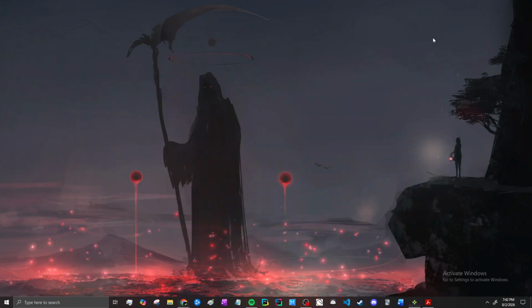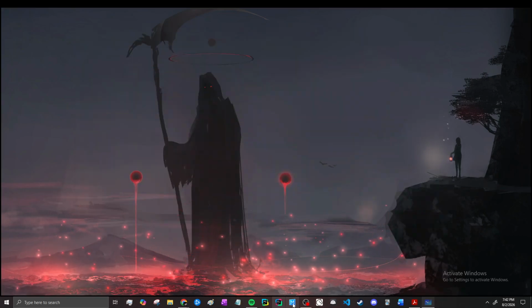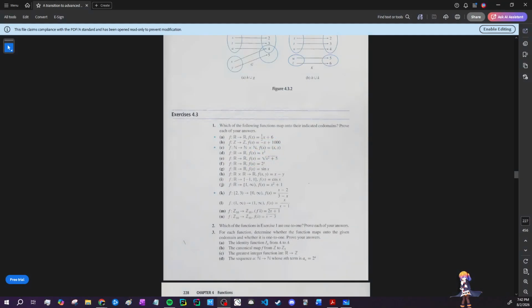I've been just reading for the most part. I haven't really been struggling to do problems, maybe because, is this laziness, I suppose. But let's do at least one. Let's do 1A just for now. 1A: which of the following functions map onto their indicated codomains? Prove each of the answers. Okay, got it.